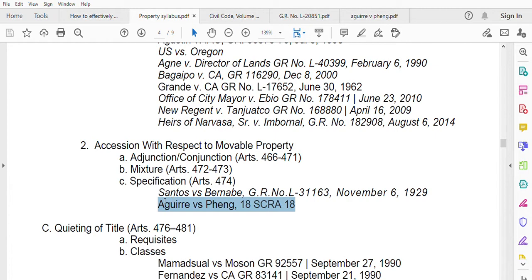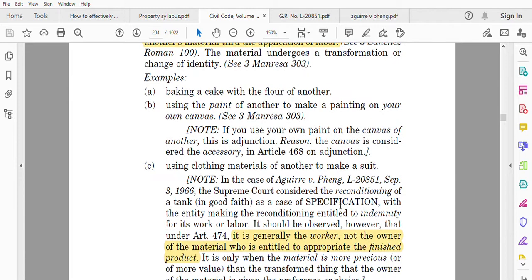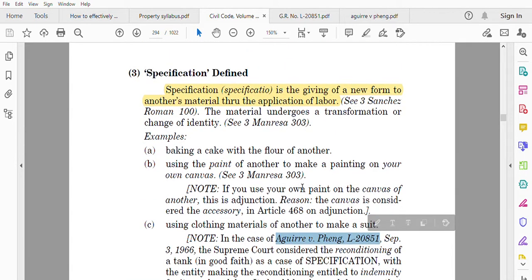Some professors do not give syllabi to the students, so in the absence thereof, you can base on your textbook. Here is a portion of the textbook by Paras on property law. The same case of Aguirre versus Feng is mentioned under the topic of specification. So by doing this, you already have an idea as to what principle is being tackled in the case under the subject of property law.